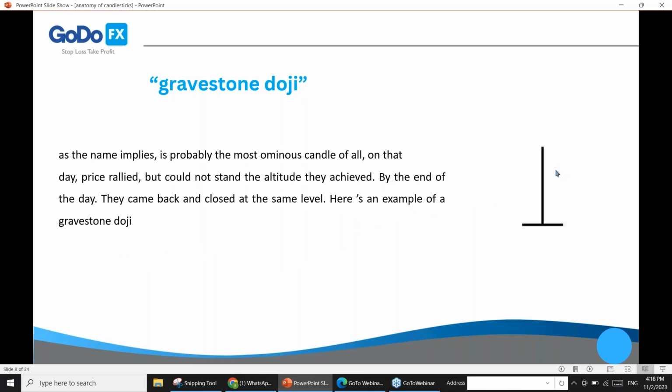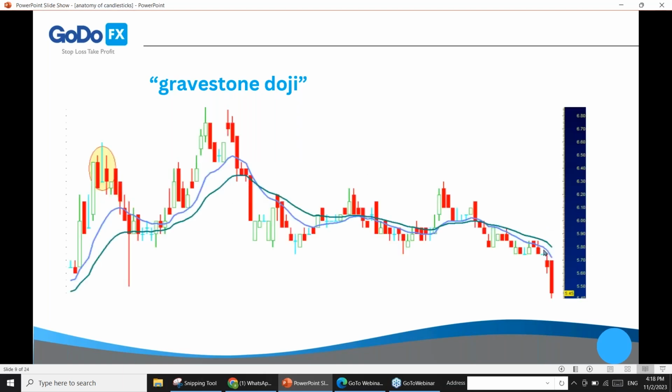And a gravestone doji, as the name implies, is probably the most ominous candle of all. On that day, prices rallied, but could not sustain the altitude they achieved. By the end of the day, they came back and closed at the same level. Here is an example of a gravestone doji. So here we don't have a lower wick. Here is an example. After it, we're gonna have a downtrend.